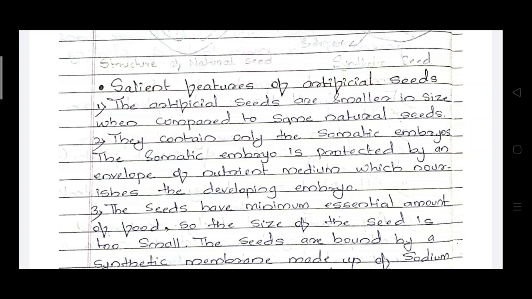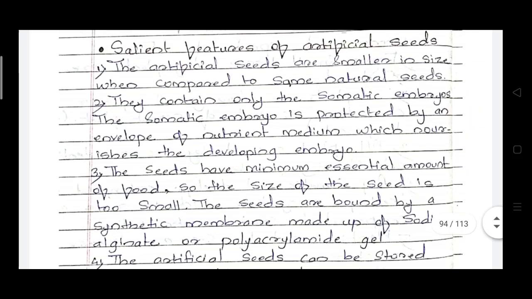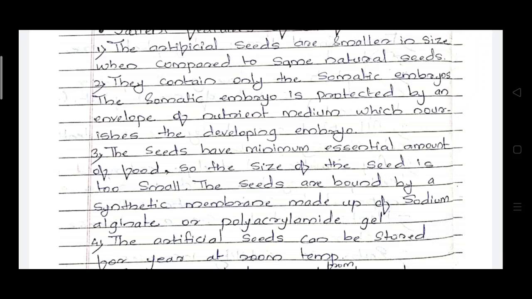So these nutrients will provide nutrition to this embryo. The seeds have a minimum essential amount of food, so the size of the seed is very small. The seeds are bound by a synthetic membrane made of sodium alginate or polyacrylamide gel.